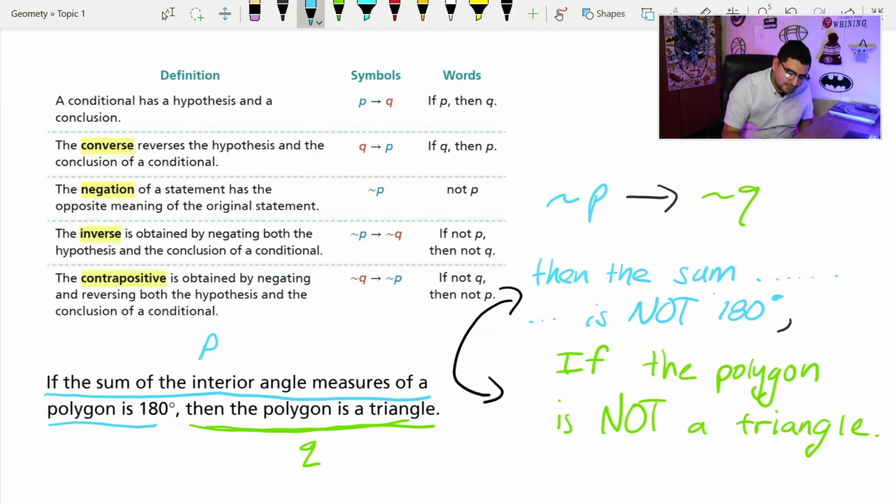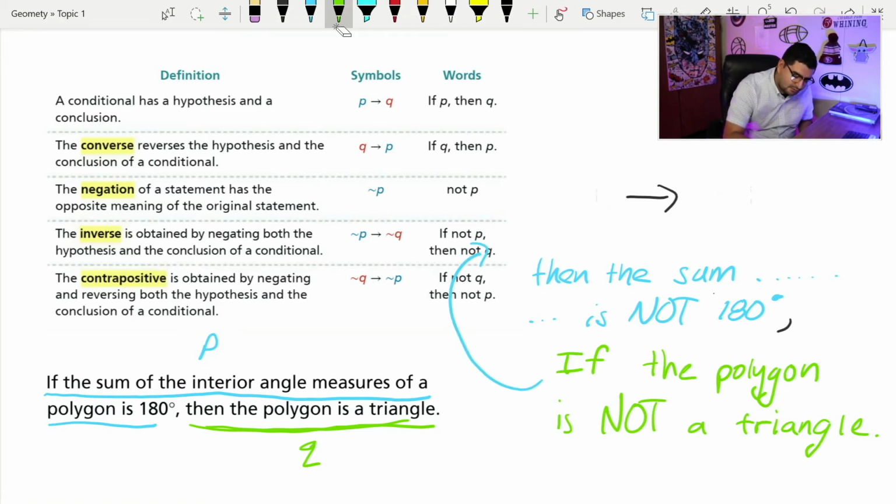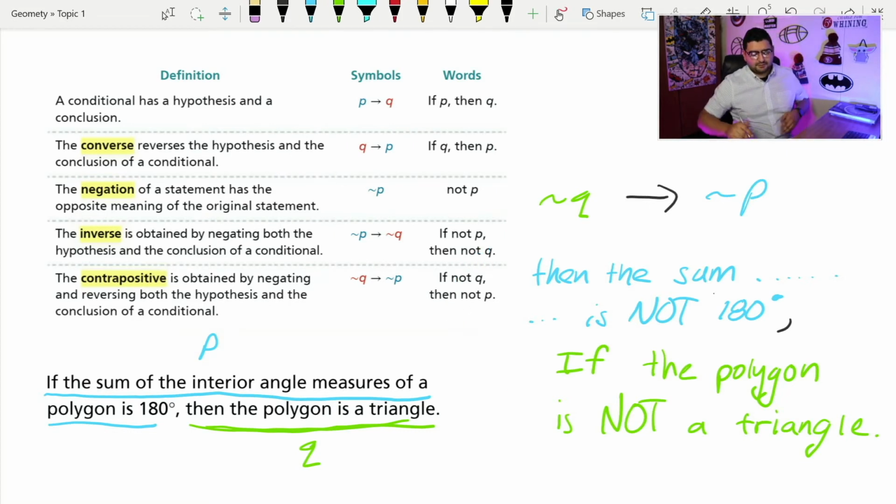Again, this last one would go before this, and we would actually have the negation of Q, then the negation of P, sorry, the negation of each.